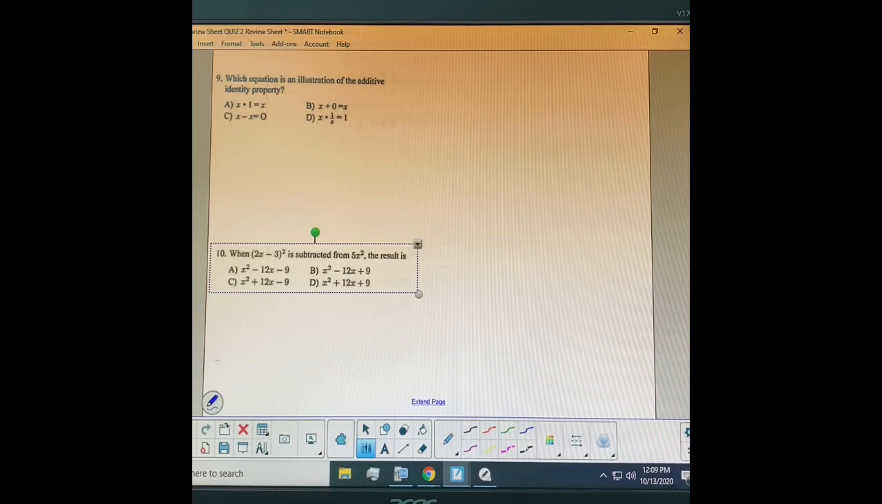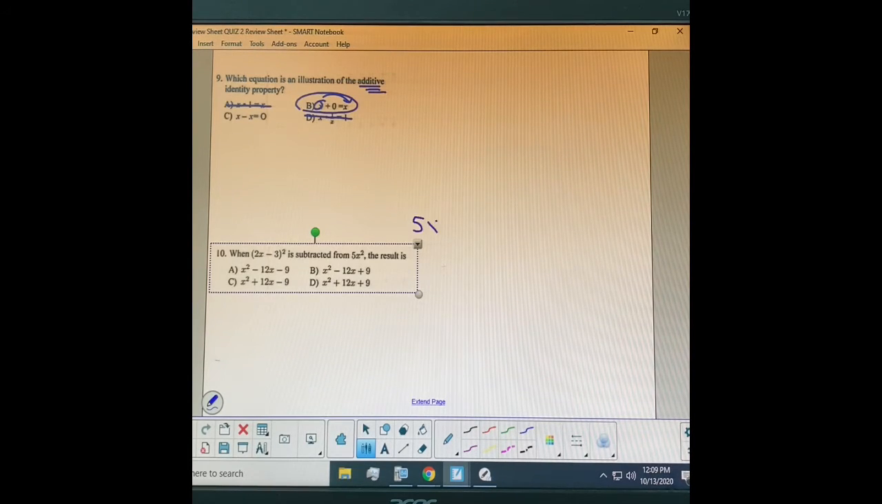Additive identity. Well, we got to look for a plus sign. Also, additive identity means what can you add to something to keep that identity? Well, we're adding 0 to x to keep the identity of x, choice B.